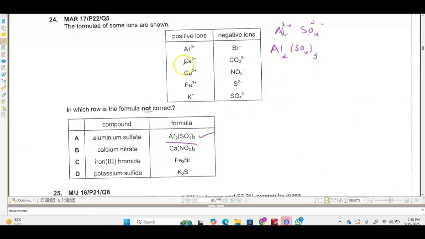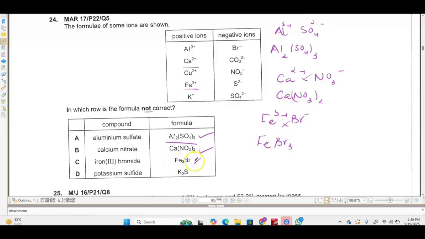For calcium nitrate, we have calcium Ca plus 2 and nitrate as NO3 negative. So when there is a crossover of the oxidation states, it is Ca(NO3)2. So this is correct as well. For iron 3 bromide, iron should be plus 3, bromide is Br negative, this is going to give us a formula of FeBr3. So this is not correct.